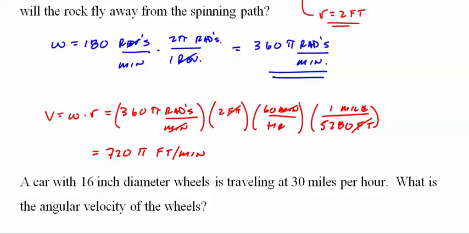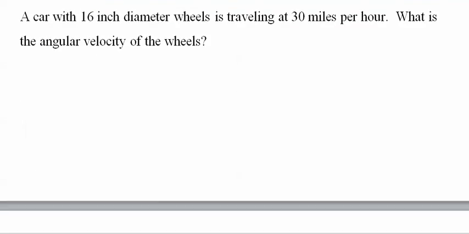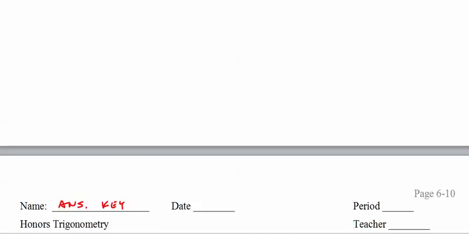I'm always going to go 3 decimal places. That's what I did in my answer key. 25.704 miles per hour. Does that seem reasonable that you could whip a rock at that speed? I don't know if I'd call it reasonable, but you definitely can. That's why it was a weapon in ancient times. It's extremely dangerous. You can really whip this thing and crack somebody in the head.